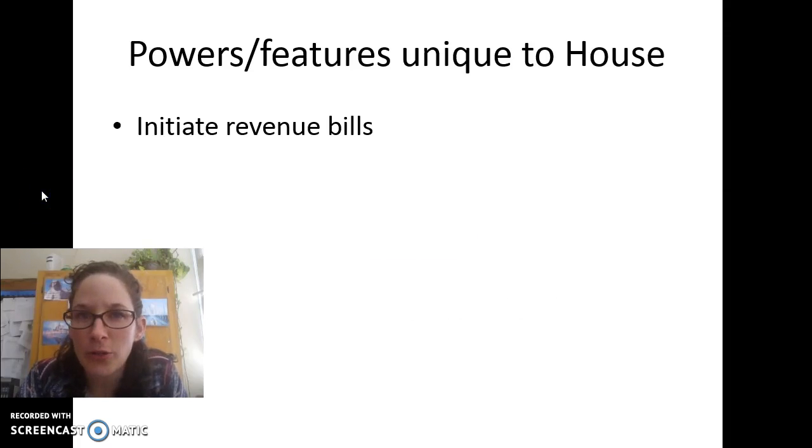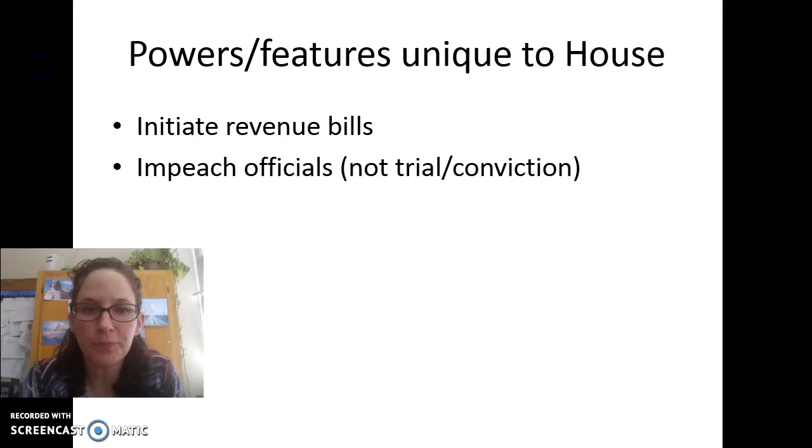They have the power to initiate revenue bills. So they have the power to start the legislative process with regards to taxation. It doesn't mean that they can do that all on their own. The Senate still needs to approve such legislation. But they do have the power to initiate revenue bills. And that might be a throwback to the Revolutionary War's mantra, no taxation without representation.